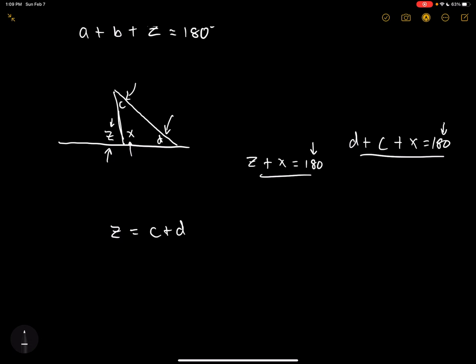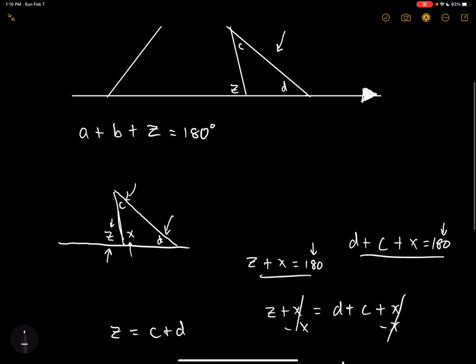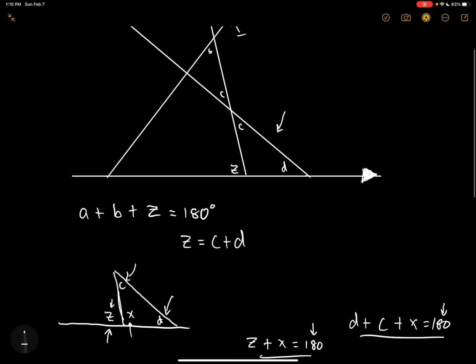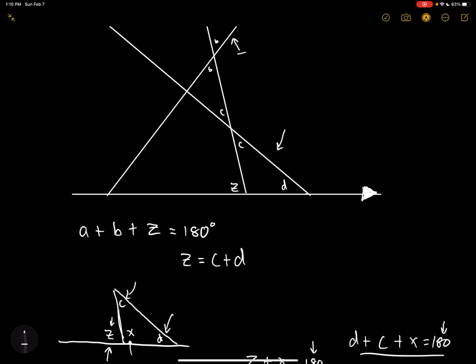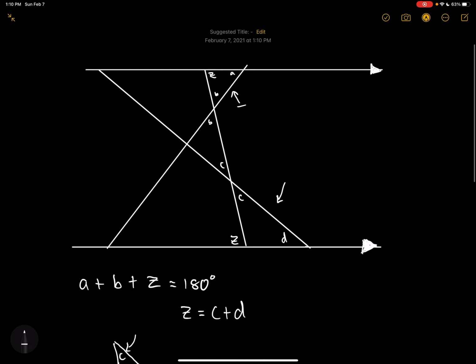If they're both equal to 180, I can just substitute them out and say Z plus X is equal to D plus C plus X. And then I have an X on both sides, so when I subtract that from both sides, they cancel out and leave me with Z is equal to D plus C. So that is called an exterior angle. That's the exterior angle postulate, and it is equal to the remote interior angles D and C. So I'm going to grab that information too and say Z is equal to C plus D.